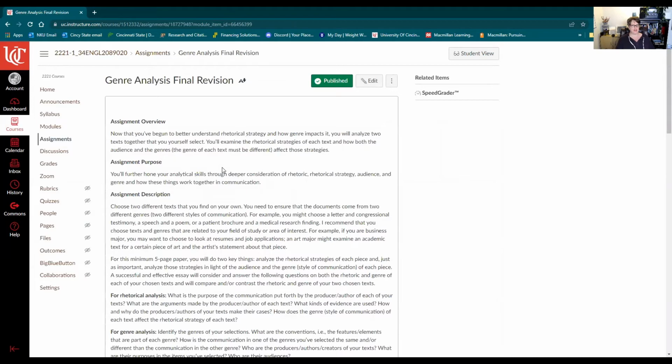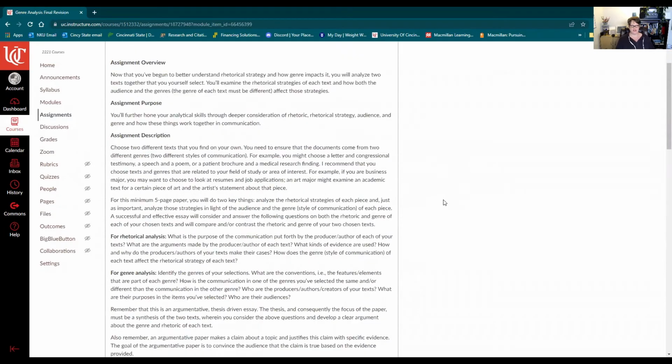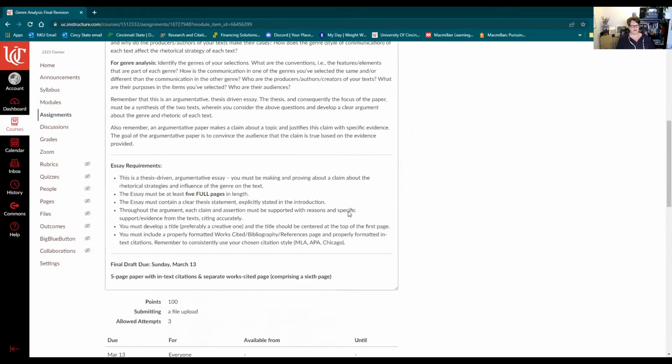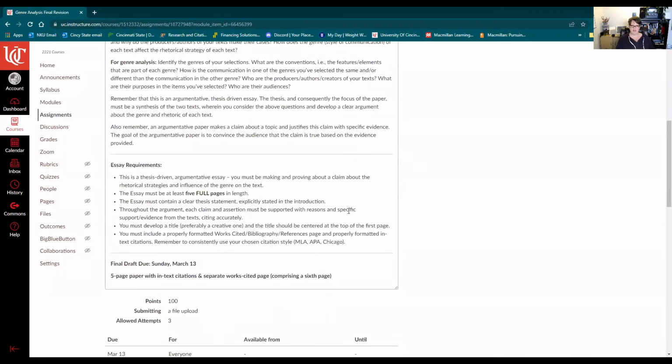Lastly, we have the submission page for the genre analysis final revision. Again, it's just a copy of the instructions for the assignment, which you should be familiar with, having already done your rough draft. The essay must be at least 5 full pages in length, plus an additional works cited bibliography or references page if you cite any of the outside material. Of course, you have 2 documents, so those should be cited.